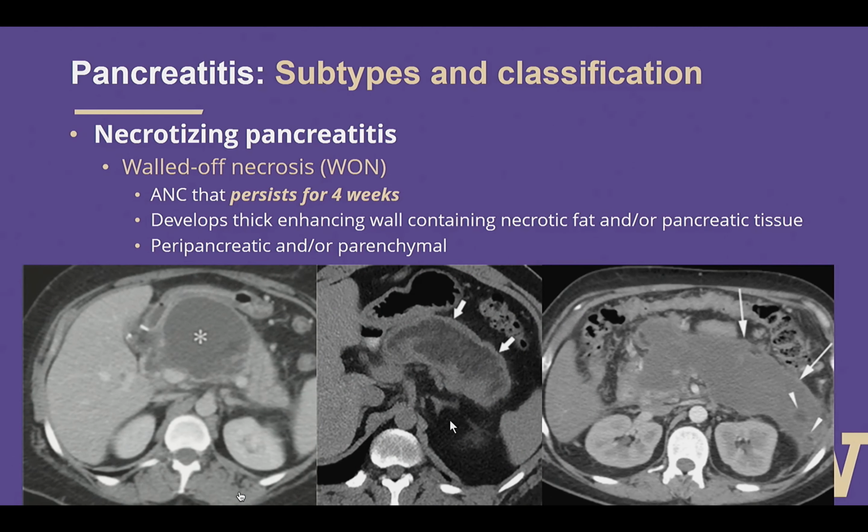An acute necrotic collection that persists for 4 weeks or more then becomes walled-off necrosis, like Vinny showed earlier. These have a well-defined enhancing wall with mixed fluid, soft tissue, and fat components within the collection. And one thing to note with the pancreatic version, this characteristically takes the shape of the normal pancreas in that location.